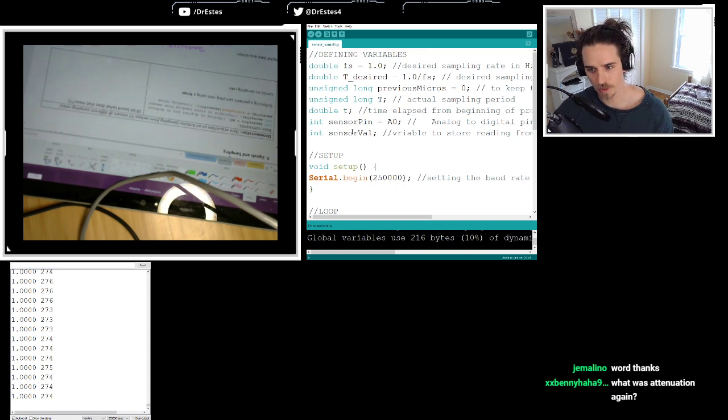What was attenuation again? Attenuation is when the amplitude of a signal shrinks, is made smaller. Doesn't make the signal go away.